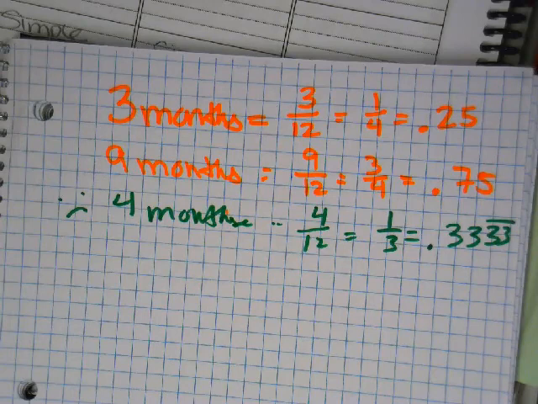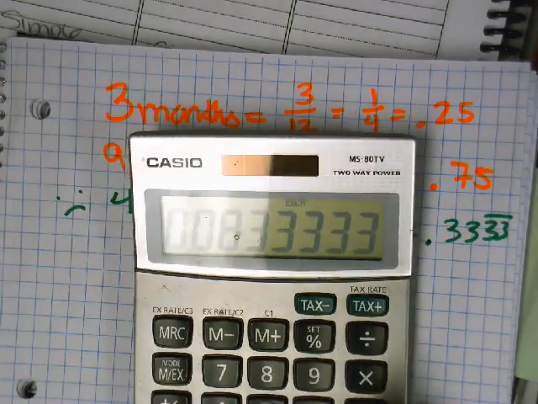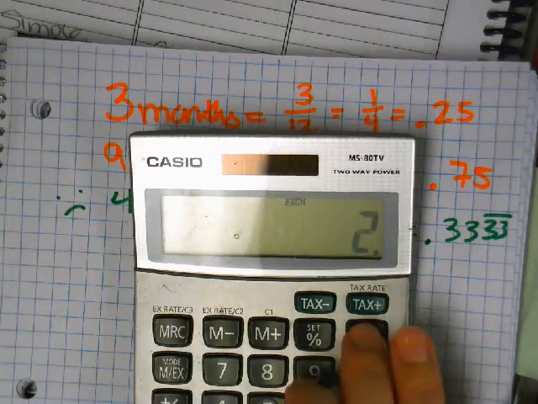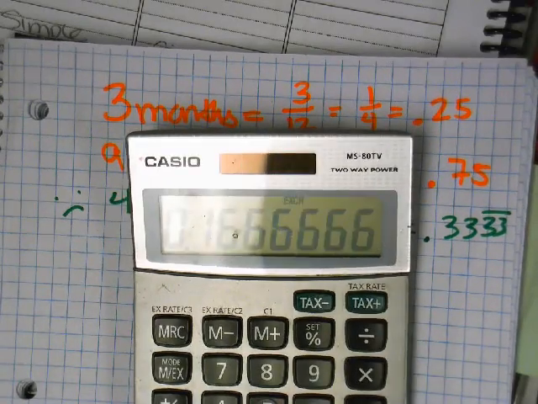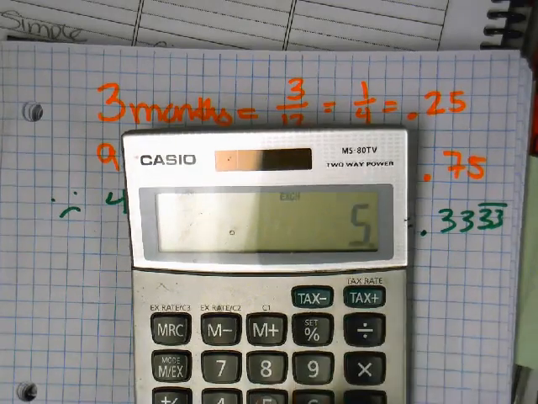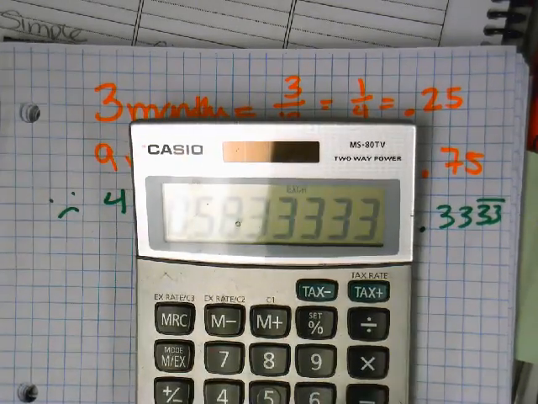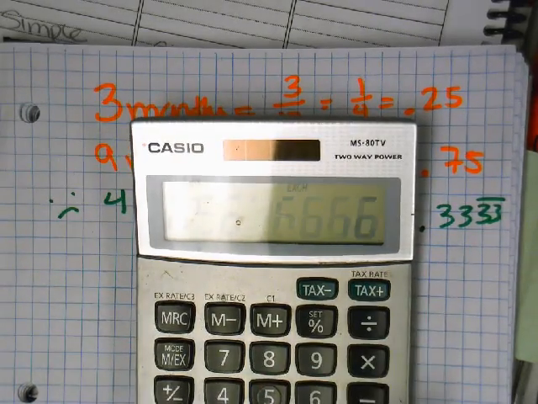What would 5 out of 12 be? You see, if it's 1 month, it would be that crazy number. If it's 2 out of 12, crazy number. 4 out of 12, crazy number. 5 out of 12, crazy number. 7 out of 12, oof. 8 out of 12, ridiculous.